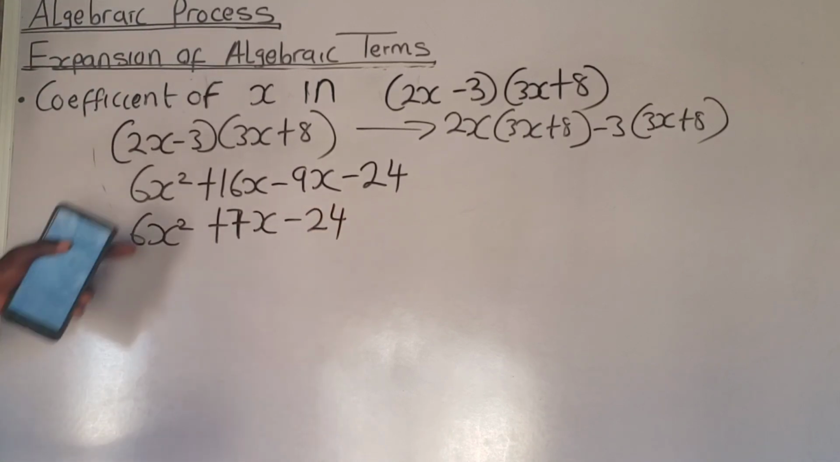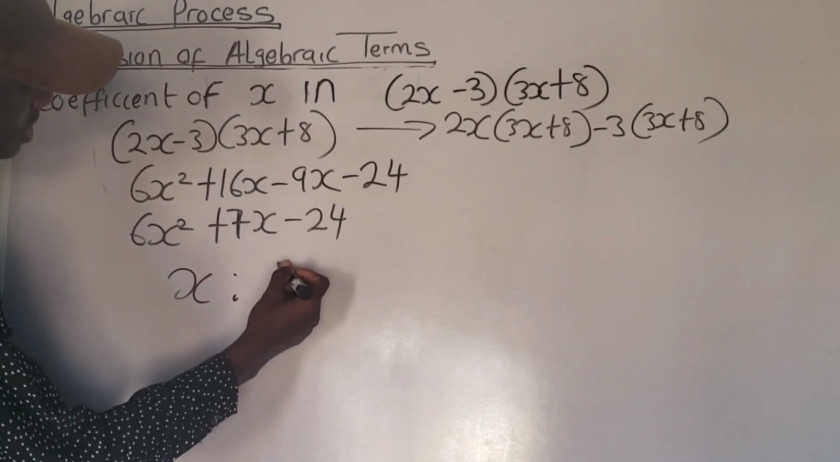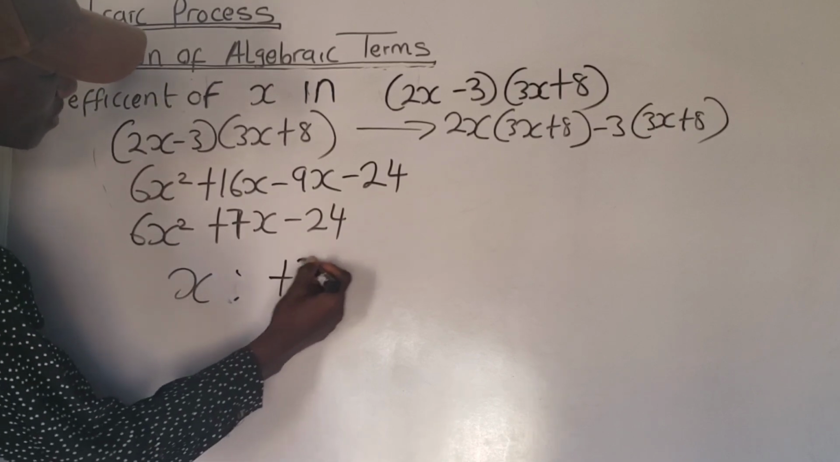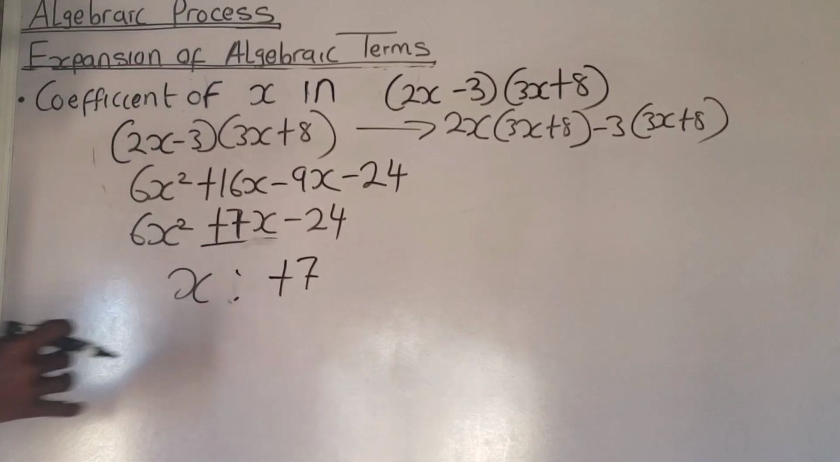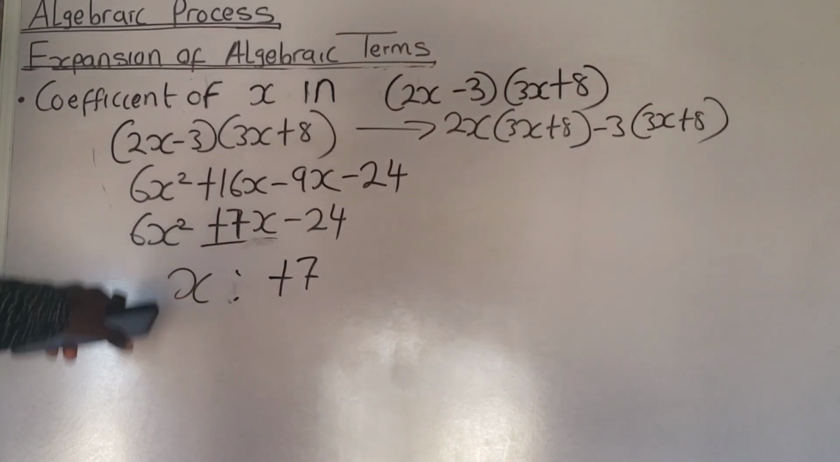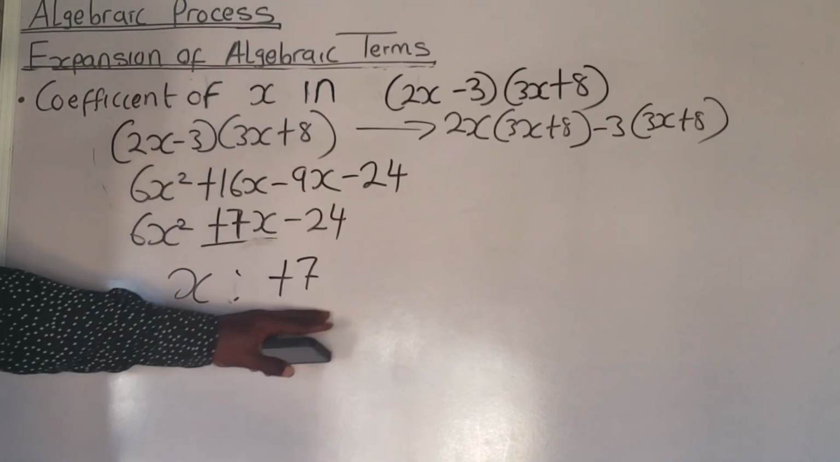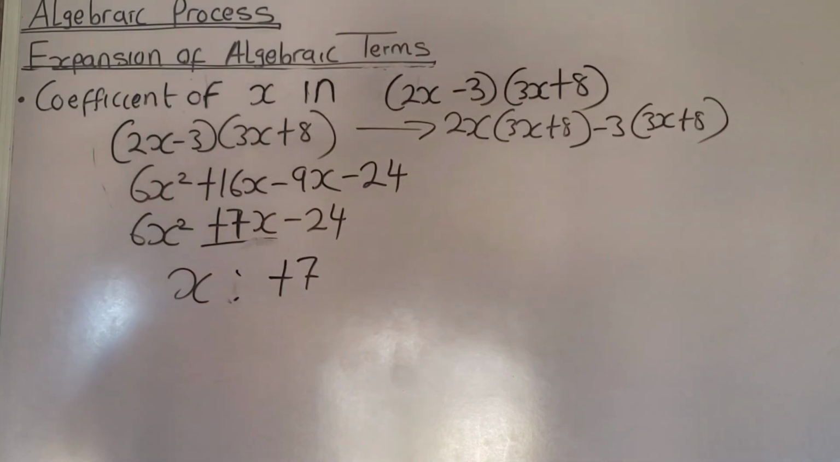Now I want to check what is the coefficient of x in this expansion. The coefficient of x in that expansion is our answer. Now what is the coefficient of x? Positive 7. Okay, the coefficient of x is positive 7. Okay, this is the coefficient of x. You understand? The number that is at the front of x is the coefficient of x. Let's say we are asked to find the coefficient of x squared. The coefficient of x squared in this expansion is 6. You understand? And the constant term is negative 24. But we are asked to find the coefficient of x, and the coefficient of x here is positive 7. So that is the solution to that question.